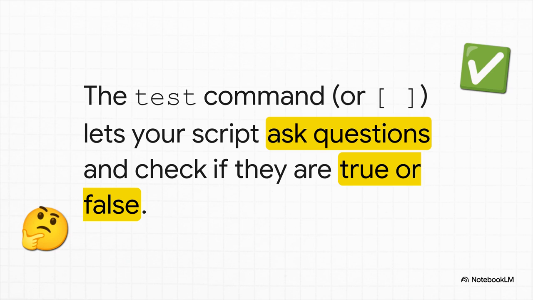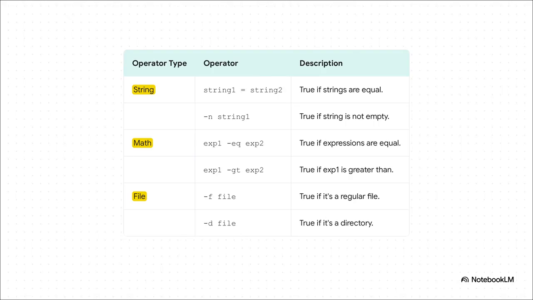It lets your script ask a question, like, is this number bigger than that one? Or hey, does this file even exist? And it gets back a simple true or false answer. And with this simple tool, our scripts can start asking some really powerful questions. We can check if 2 pieces of text are identical. We can do math comparisons, like seeing if one number is greater than another. We can even check things about the computer itself, like verifying that a file is actually a directory. This is how you build smart scripts that can adapt and react to different situations.